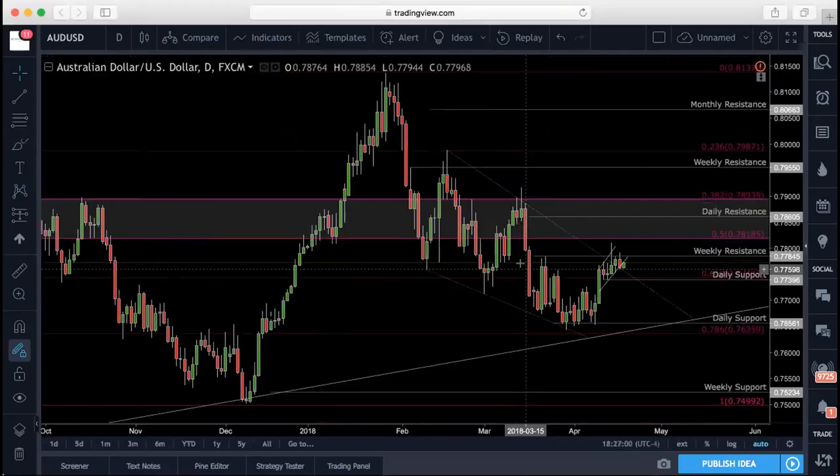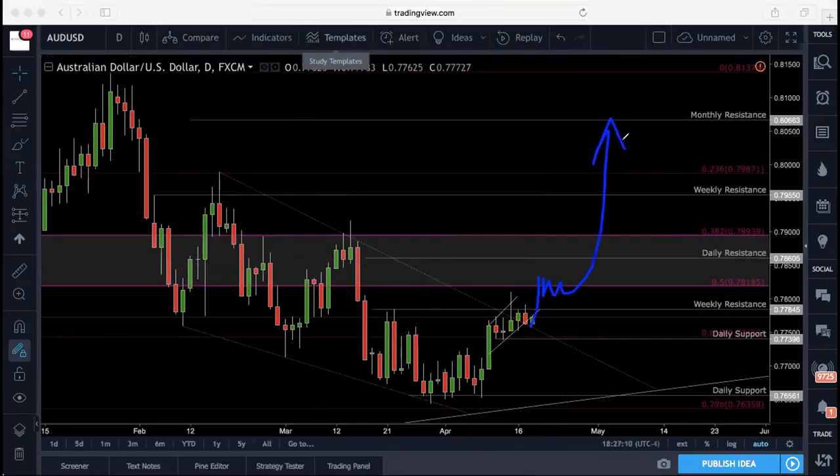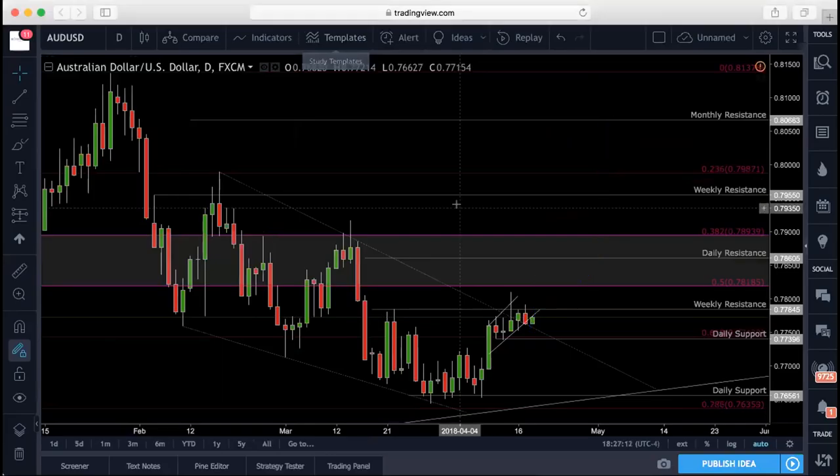So looking at AUD right now, we are range bound. We are being capped around the 77, 80-ish handle. If we do get a strong daily break above this, look for any continuation pattern, guys, and you're looking to run that back to the upside. This could be a really nice play.